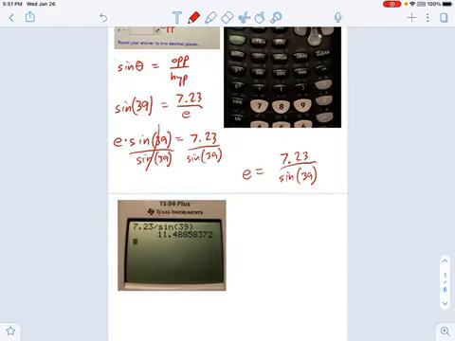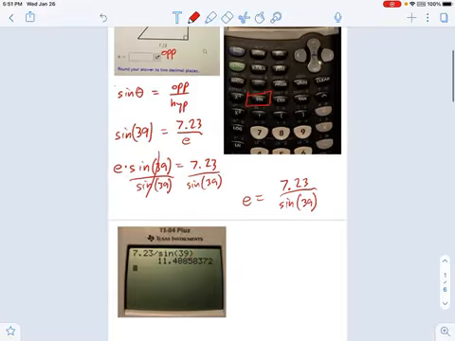So now you type it in. You use the sine button. I'm drawing that right here. You say 7.23 divided by sine. It's going to give you a parenthesis. Make sure you put 39 degrees in and close that parenthesis. This is what I'm talking about, that closed parenthesis right there. A lot of mistakes happen because students forget to close their parentheses. And then it spits out this answer, 11.488 and so on. So that's E right there. Okay, so we just type that into our answer.